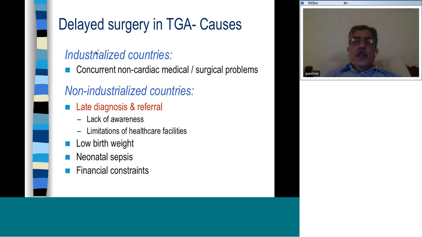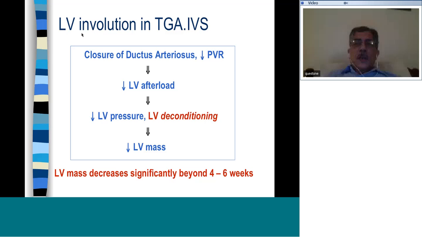Now we know the physiology of the left ventricle in transposition is that over the first few weeks of life, because the left ventricle is connected to the pulmonary artery and the pulmonary circulation, which is a low pressure circuit, it has a much lower afterload than when it is connected to the systemic circuit.